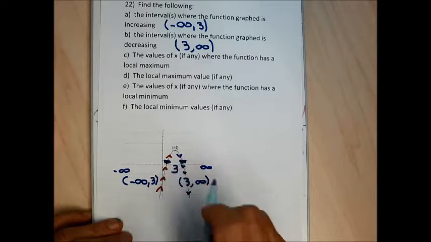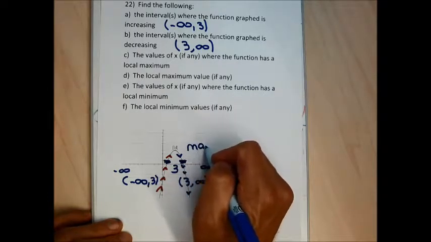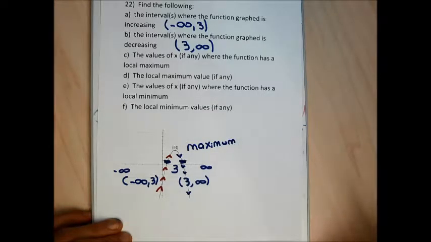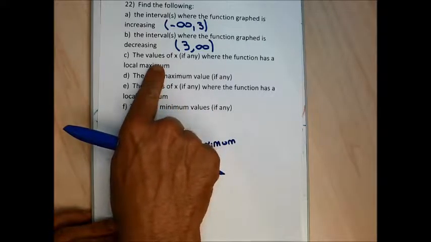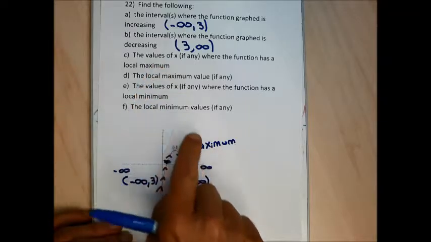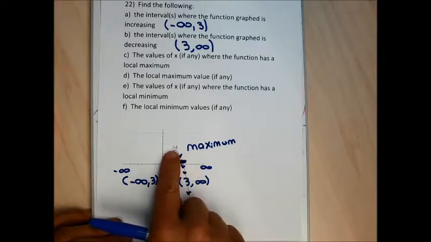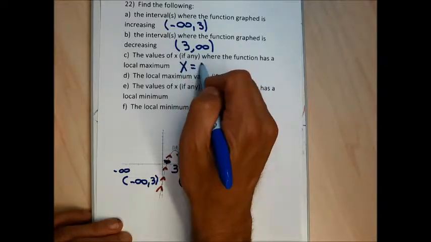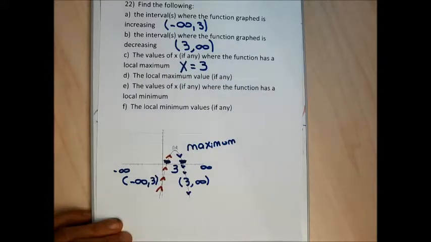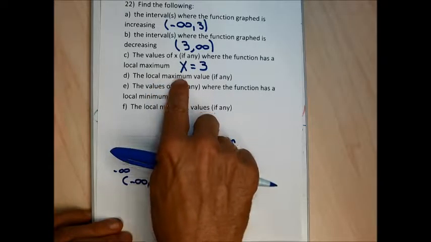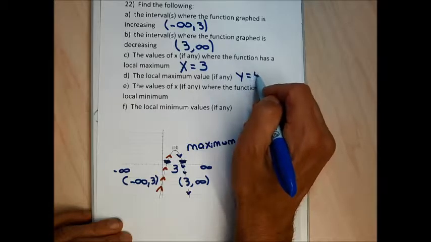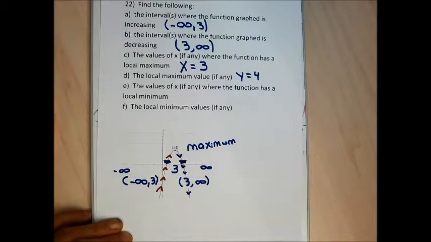The turning point here is a maximum point because it's at the top of the graph. And tops are maximums, bottoms are minimums. So when I go to answer part C, find the value of x where the function has a local maximum, it has a maximum at that point, which has an x coordinate of 3. It only asks for the x value in part C, so I'm going to say x equal to 3. Part D wants the local maximum value, which is just the y coordinate of that maximum point, which is y equal to 4.